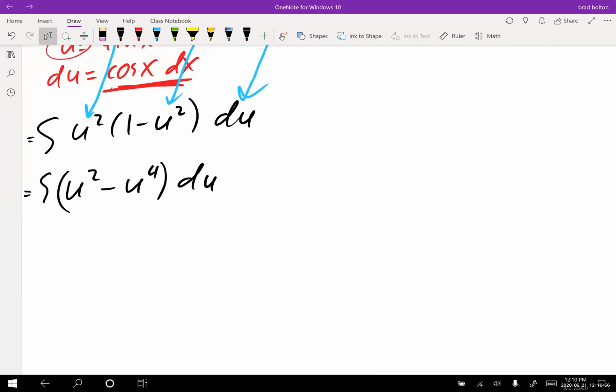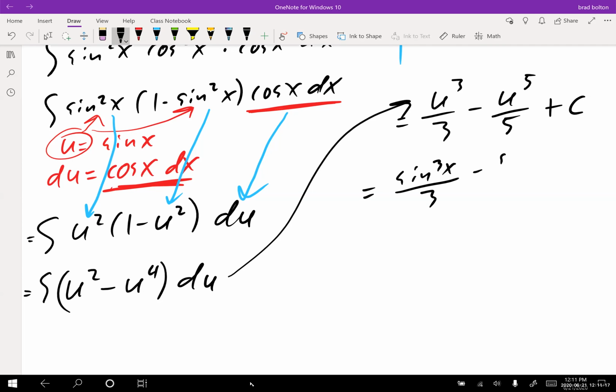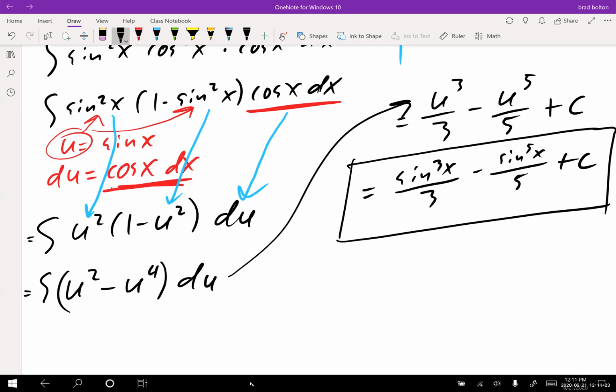Okay, so let's go over here a little bit. So now we have u cubed over 3 minus u to the 5th over 5. And it's no limits of integration, so it's plus c. But we know that u was worth sine, so this becomes sine cubed of x over 3 minus sine to the 5th of x over 5 plus c. Okay, and that's it. That's all you do.